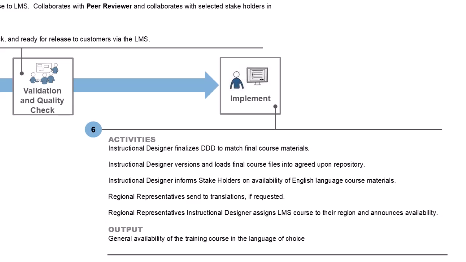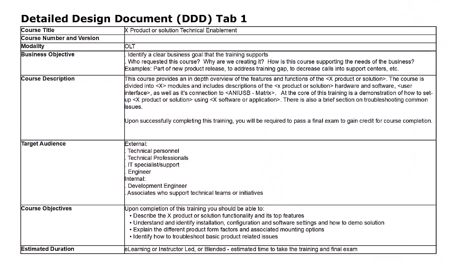Now, I said I was going to get to the DDD, so our next slide here. We're showing tab 1 of the DDD. And it's really simple, right? This is the information you have to have. You just have to have it to do your tab 2 and to talk to people.